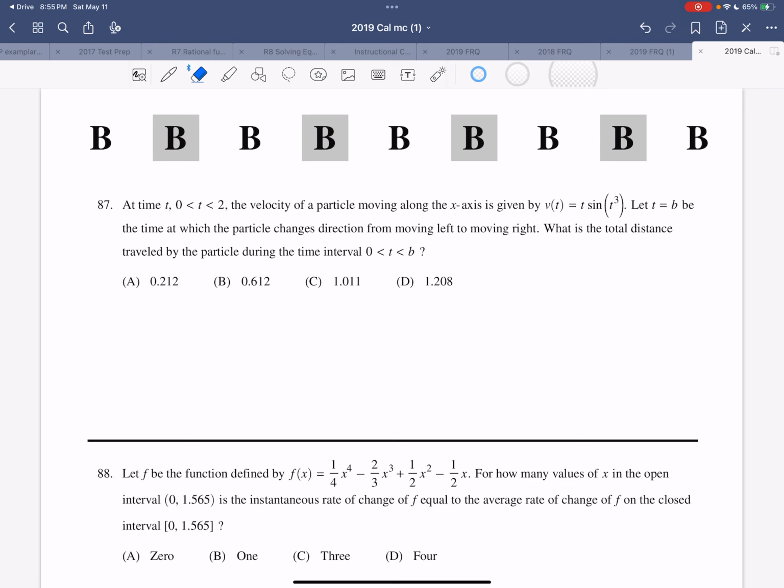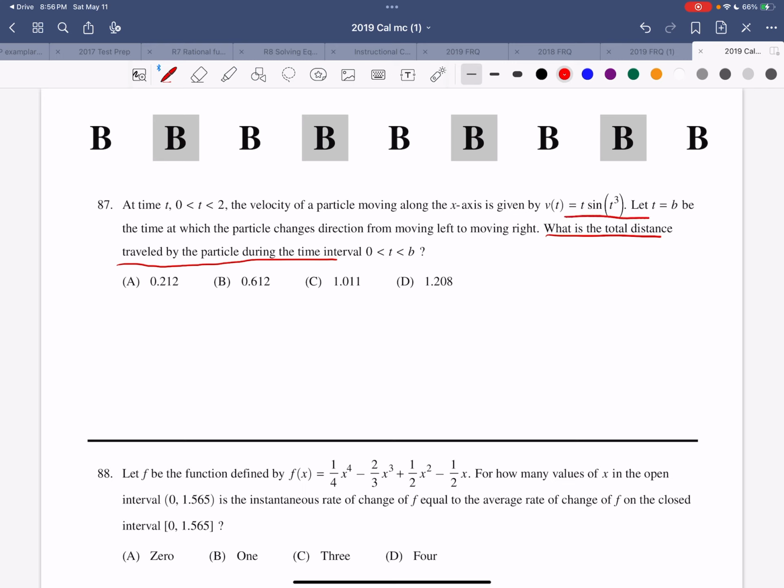At this one, that's the velocity of the particle moving along the x-axis. At which time does the particle change direction from moving left to the right? What is the total distance traveled by the particle during the time interval? The only thing you really have to do is put this one into the graph.